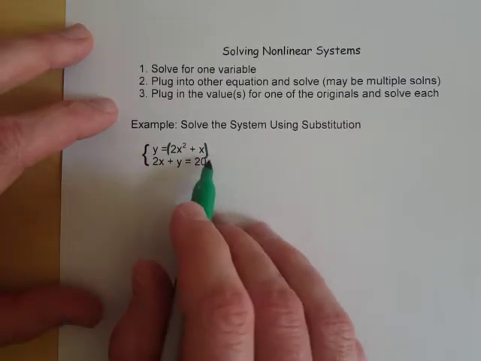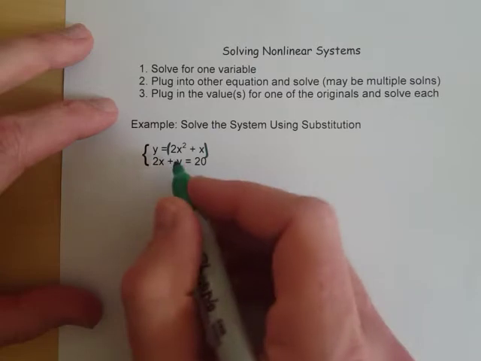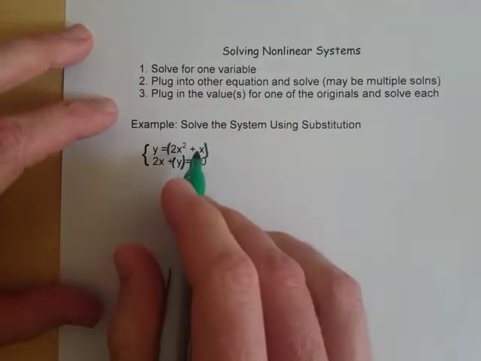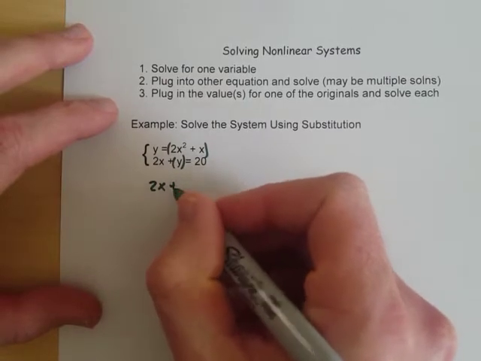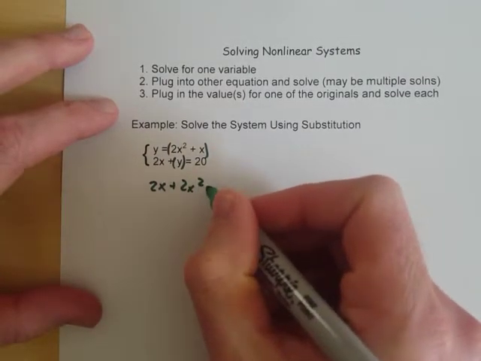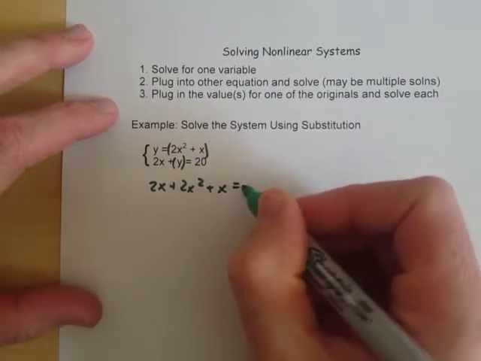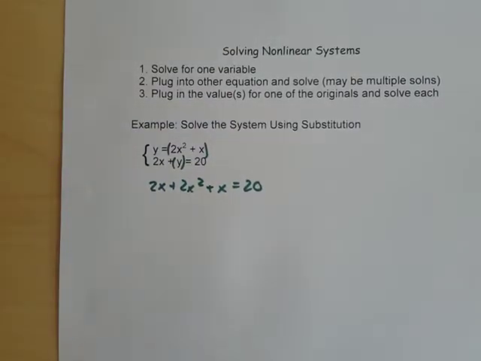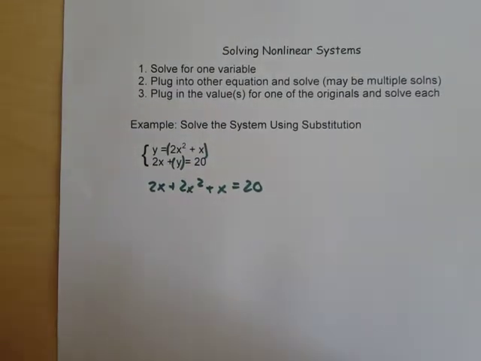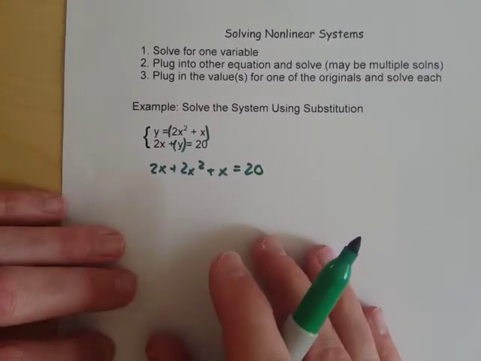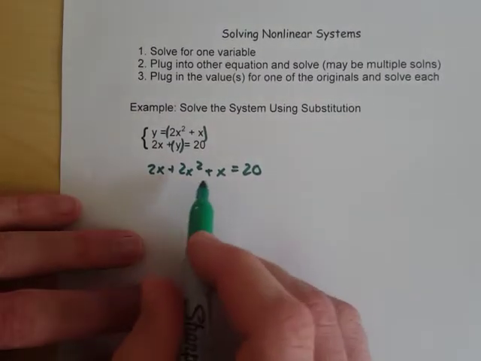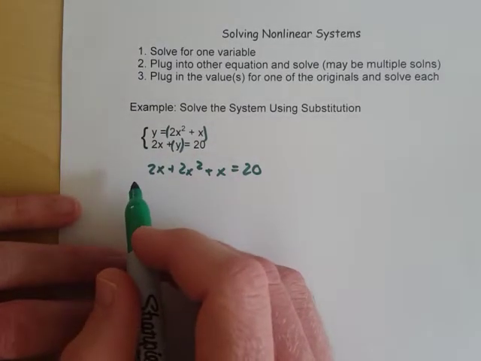We're going to take this and plug it into the other equation. So here's the y in the other equation. We're going to plug all that stuff in there. So that'll give us 2x plus 2x squared plus x equals 20. Now this, right off the bat here, is looking like a quadratic equation. So we're going to treat it as that and move everything to one side, put it in standard form.